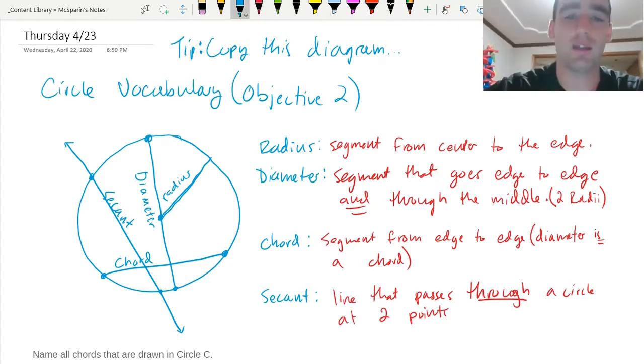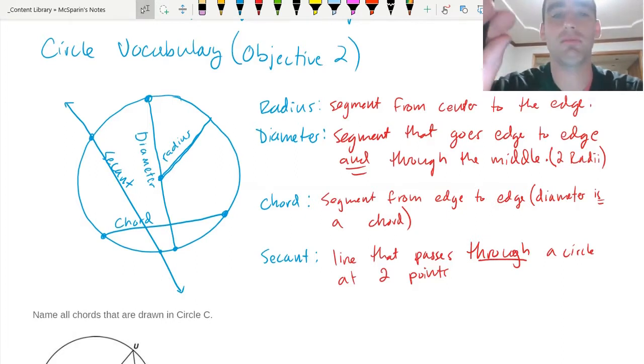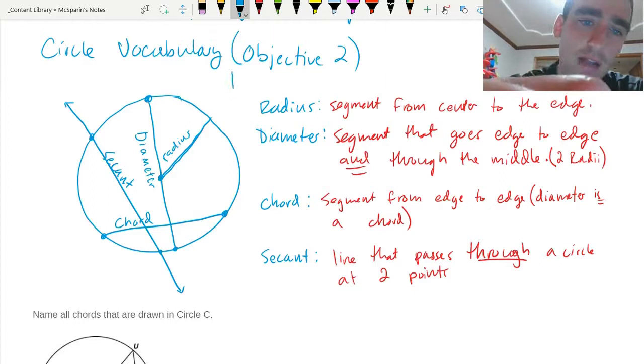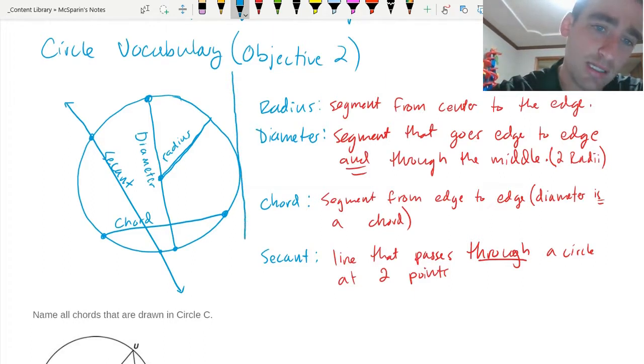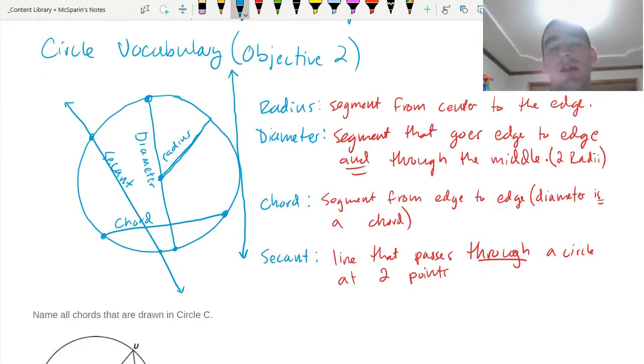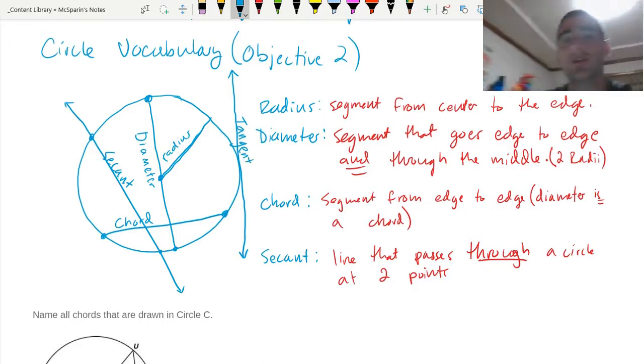All right, and so finally, there's a special line out there, okay? And it goes like this. It's going to go right along the edge, and it is going to barely skim the edge of the circle. This, I'm going to, hang on. Oh, look, you probably see Mrs. McSparron. That's called a tangent.